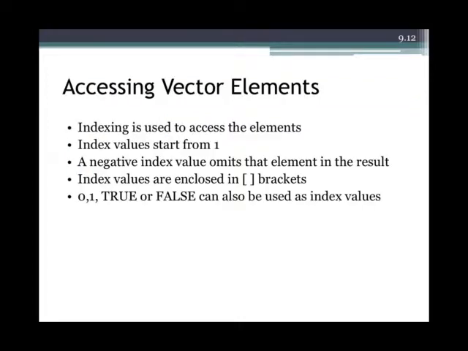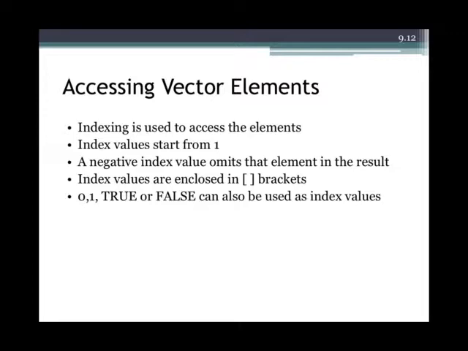Accessing the vector elements. Indexing is used to access the elements. When you have multiple elements, you can pick out any element you want. Index values start from 1 and then it goes on to 2, 3. A negative index value omits the element in the result.